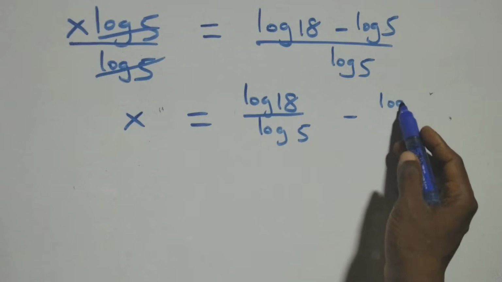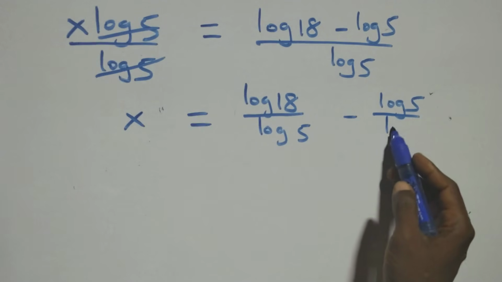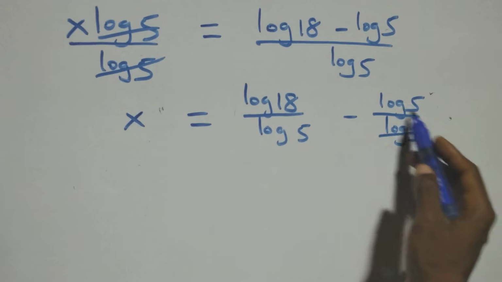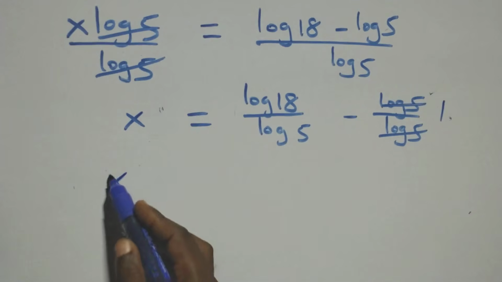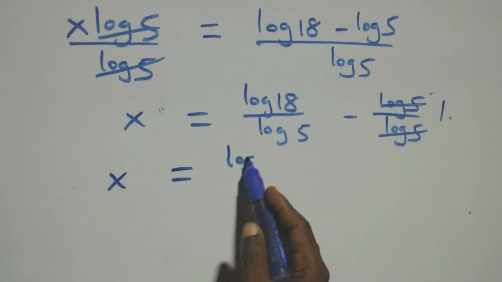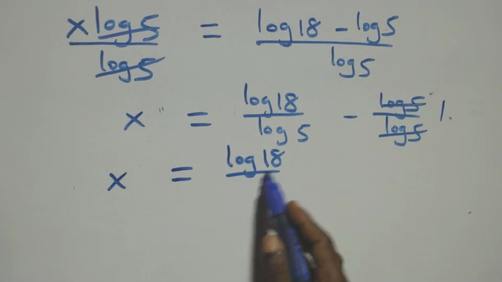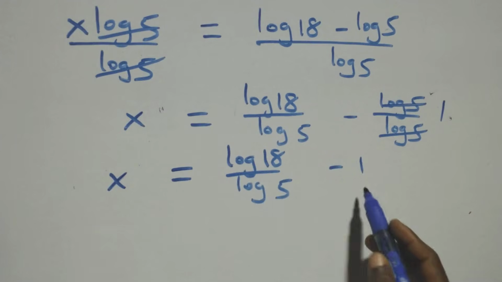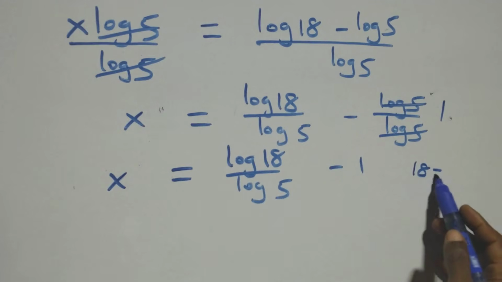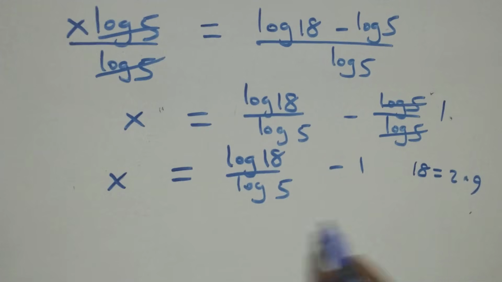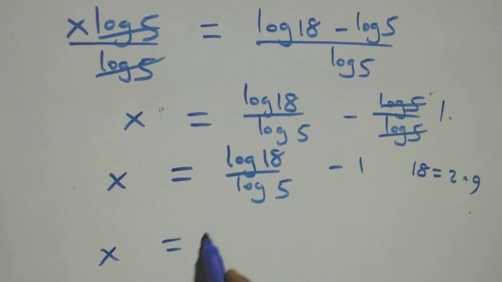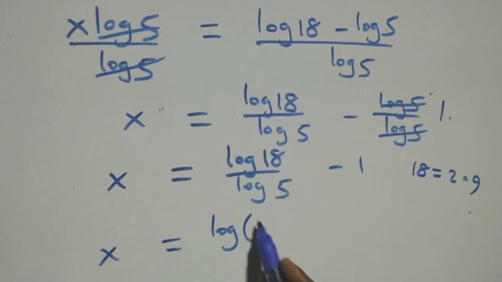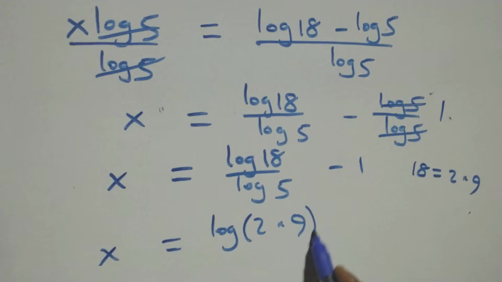We have x equals log 18 over log 5 minus log 5 over log 5. Then here log 5 cancels each other, we have 1 left, which implies x equals log 18 over log 5 minus 1. And also here 18 can be expressed as 2 times 9. As this, we have x equals log 2 times 9 over log 5 minus 1.